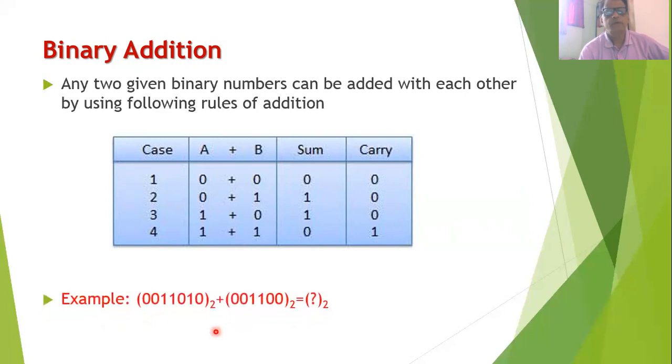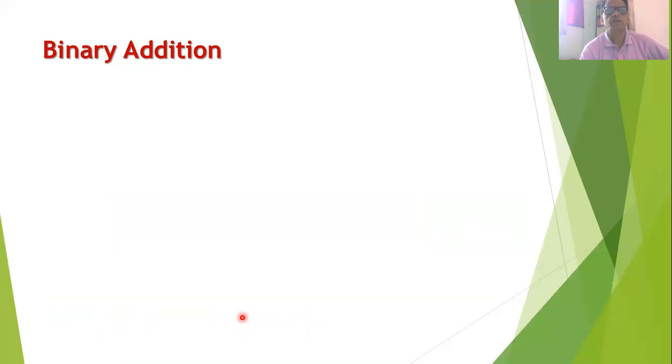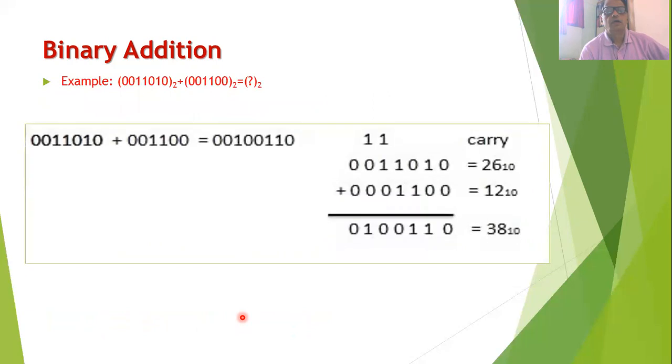Now, suppose we have been given two binary numbers, 0011010, and the second binary number is 001100. And suppose we have been asked to add these two binary numbers. So we can add these two binary numbers like this.